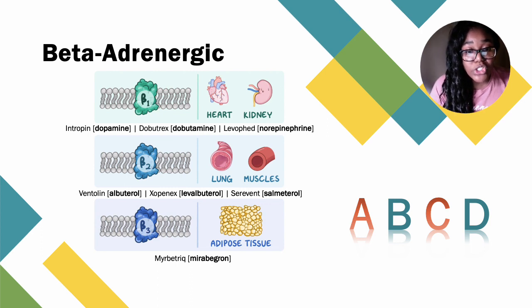So again, make sure you remember the 3 effects of beta adrenergics, particularly the beta 1 adrenergic. And this is inotropic effect positive, we have chronotropic effect positive, and we also have dromotropic effect positive.